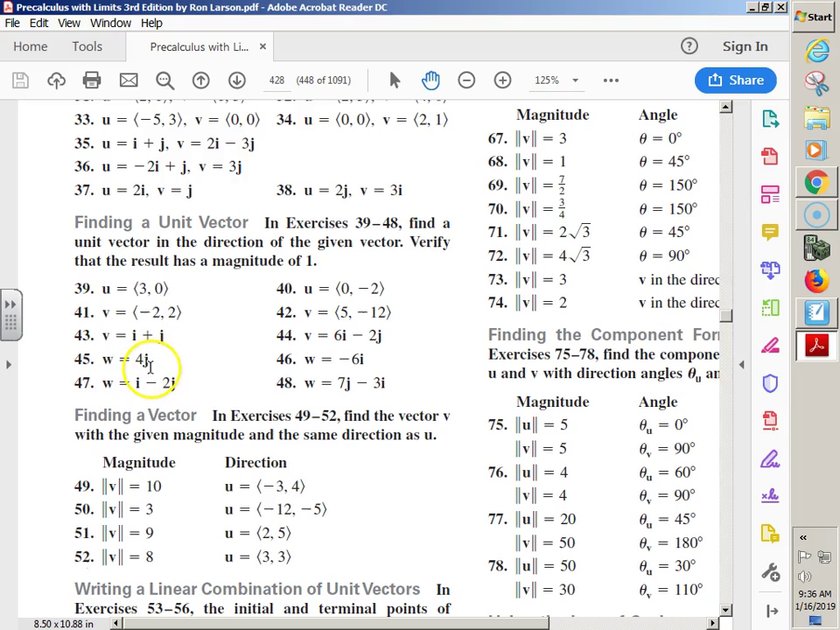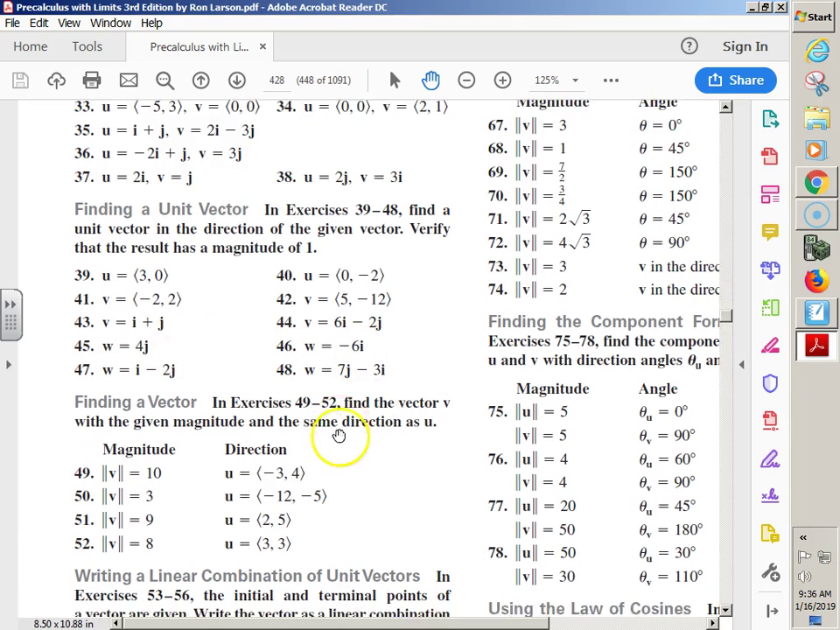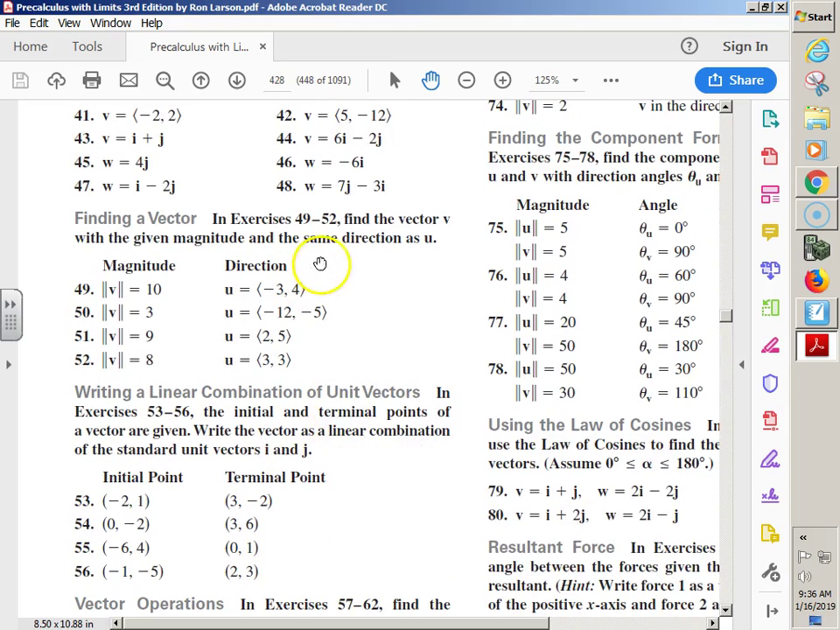Wait a minute. What if there's no i, but there's a j? 0. It's like this one. 3i plus 0j. We wouldn't write the 0. It just goes away. So same thing down here. You can make it 0i plus 4j or negative 6i plus 0j. What's going on down here?